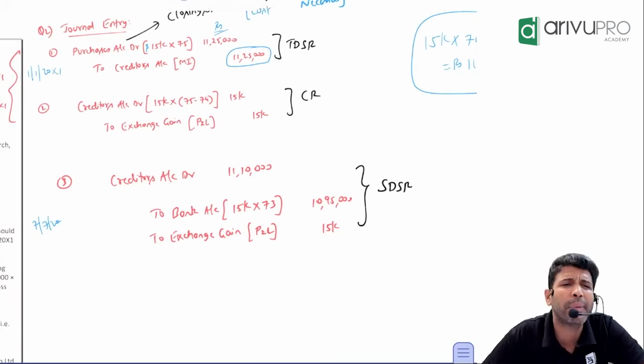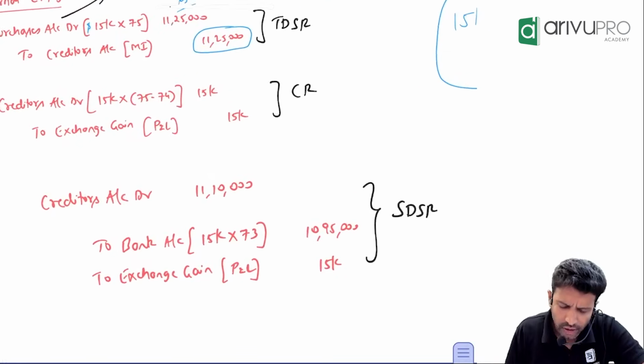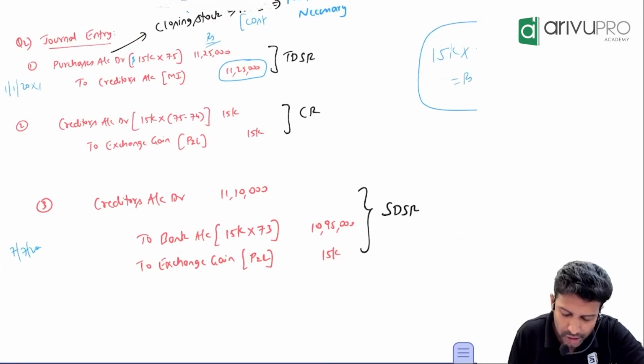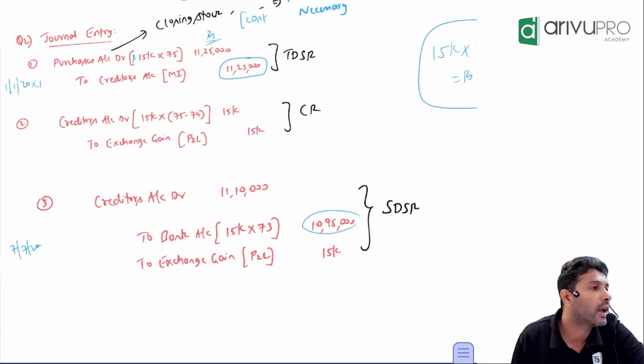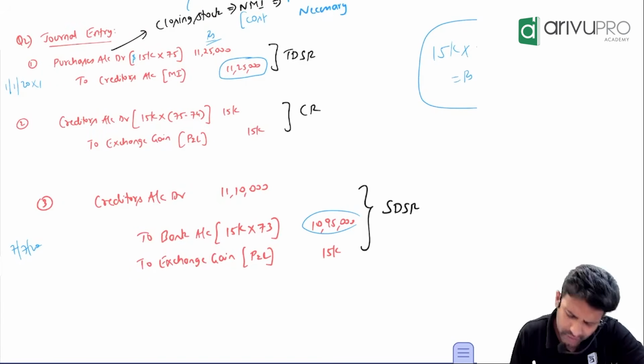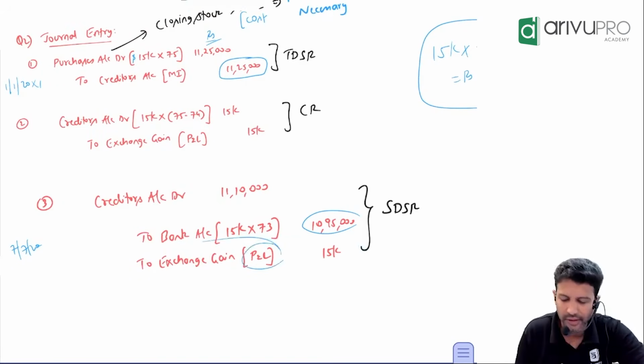Sad or happy? Happy. Why? We thought we would pay the creditor 11 lakh 10,000, but the eventual payment came only to 10 lakh 95,000. Paid more or paid less? Paid less. So it's a case of forex gain. Calculated or balancing figure? Balancing figure. How much? 15,000. That is the forex gain.